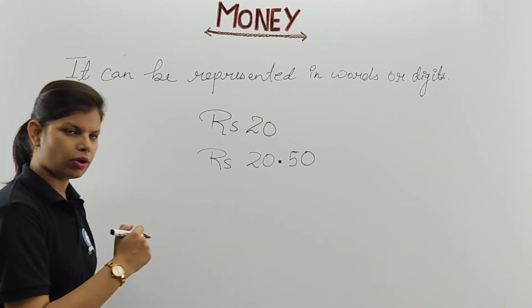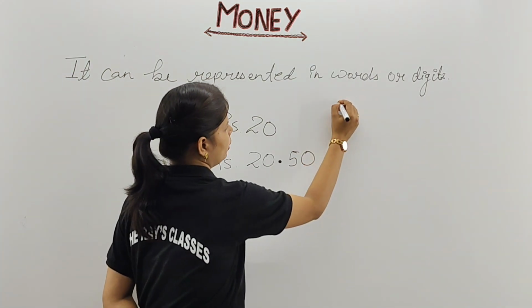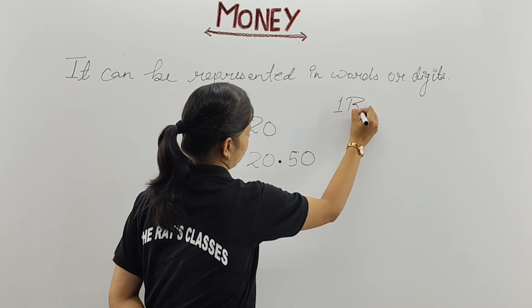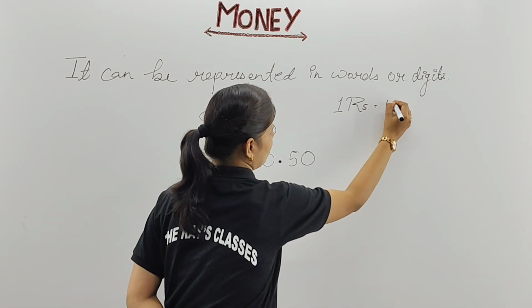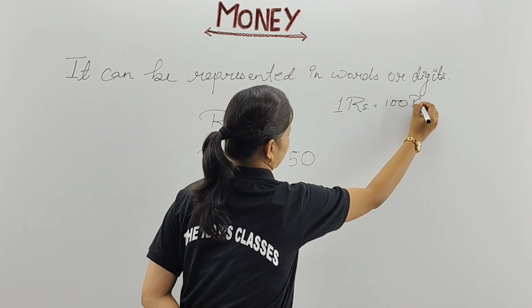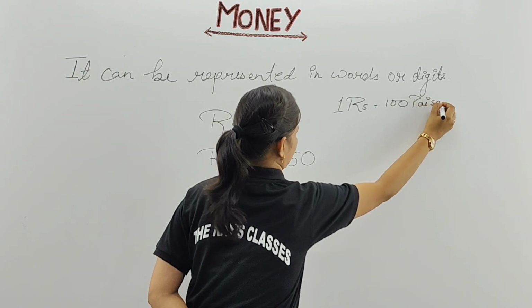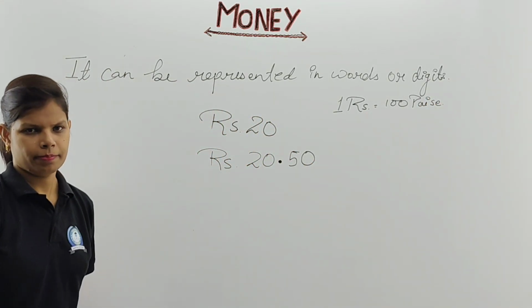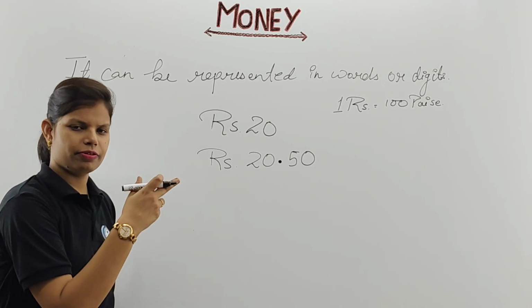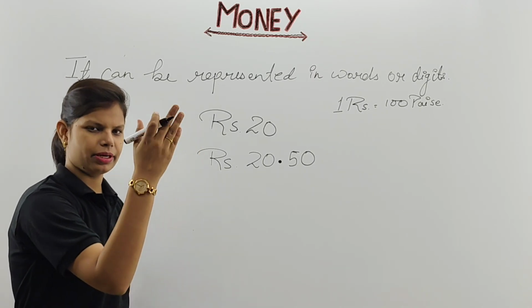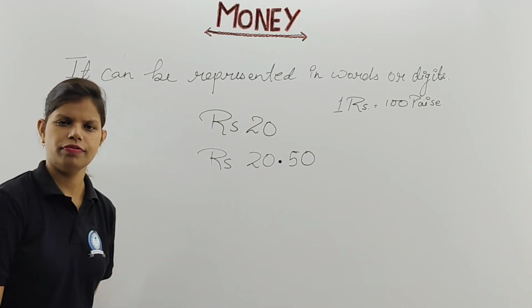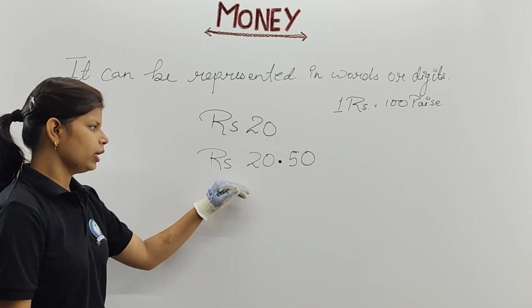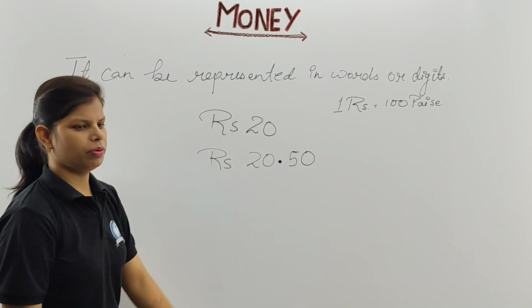And from your previous knowledge, I know everybody knows that 1 rupee is equal to how many paise? We have 100 paise. That means the value of 1 rupee is equal to 100 paise. Like in the previous one we had different conversions of meter, centimeter and all. Here we are going to deal with the conversions of money. Clear, no? These two are the ways to represent.